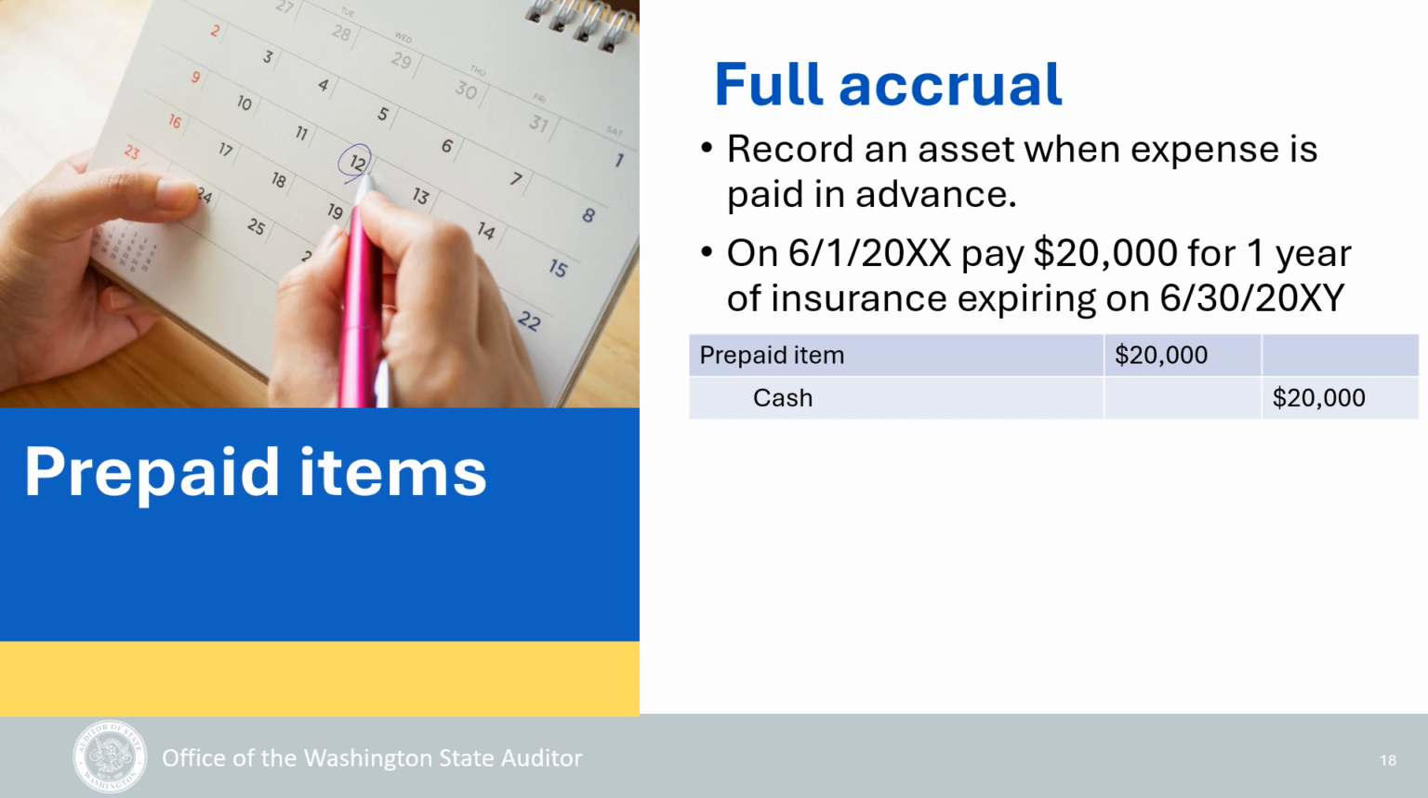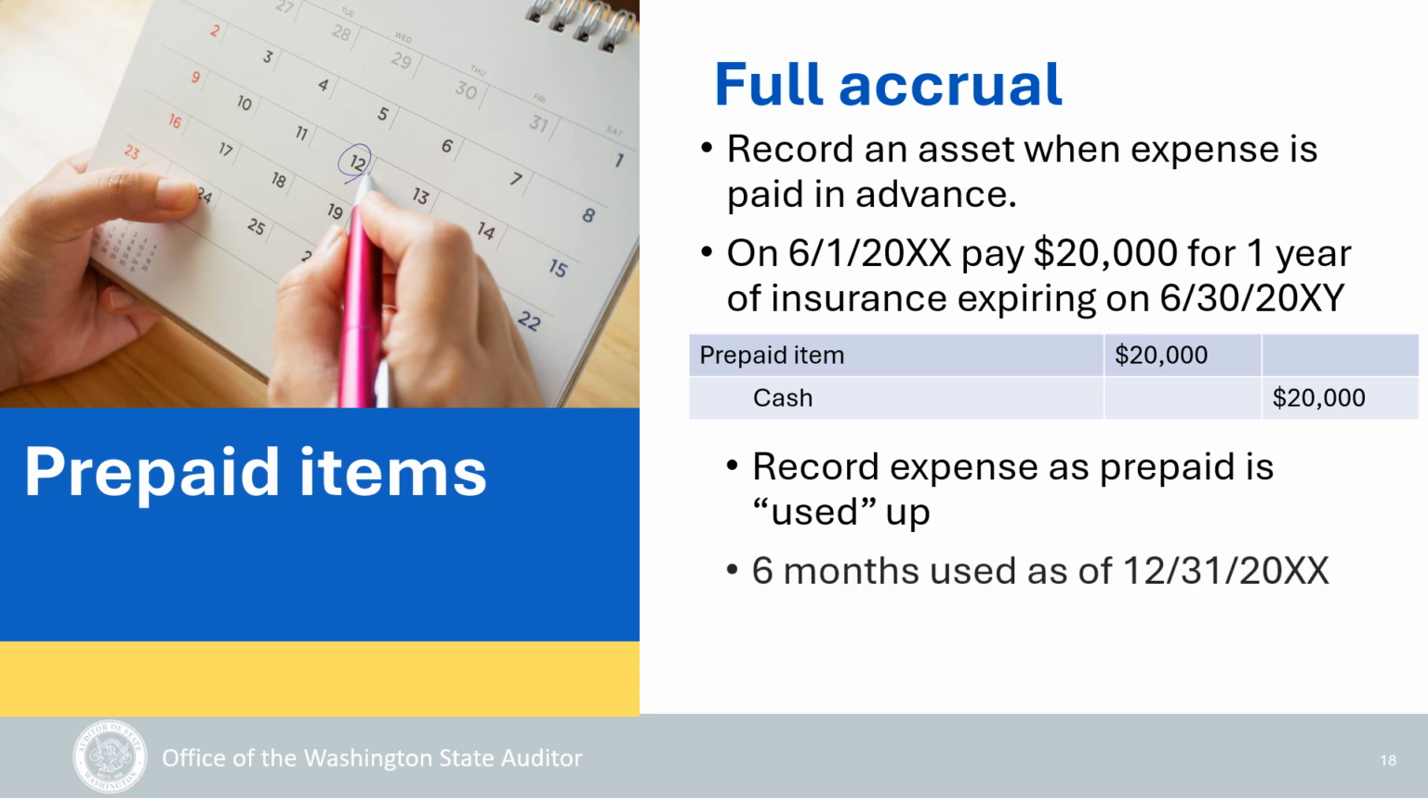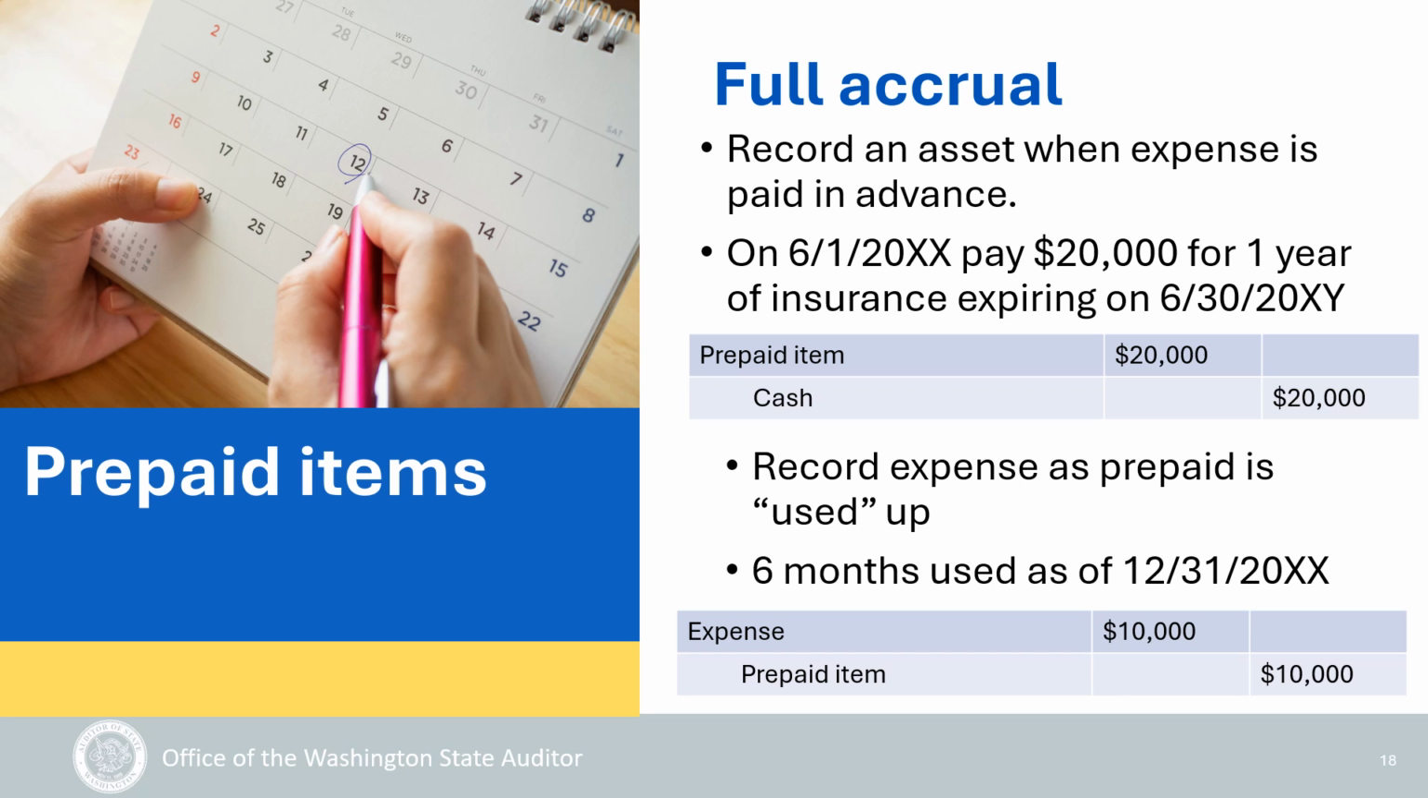The goal here is to record the expense as it gets used up. As of 12/31, the government's fiscal year end, they have used 6 months of the insurance, which is half of the policy term. That means they will record an expense for half the cost of the insurance policy. They debit expense and credit prepaid item.